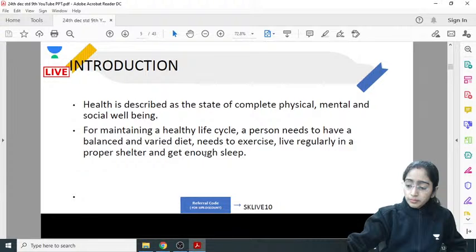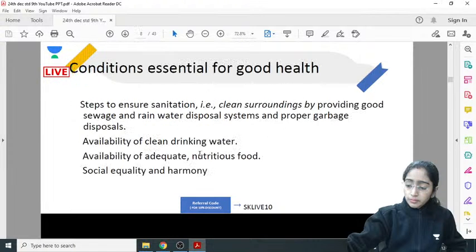No, very good. So in order to call a person healthy, three aspects have to be there. What are the three aspects? It is physical, mental and social. Socially also a person has to be very healthy in terms of relationships with society, friends, family, whosoever. Okay, what are diseases, what is the disease particularly dealing with, and conditions essential for good health.